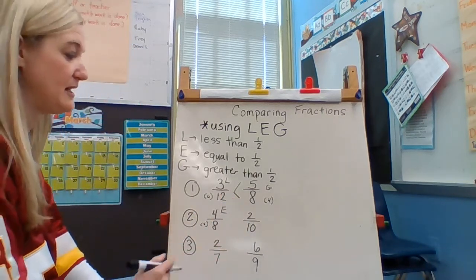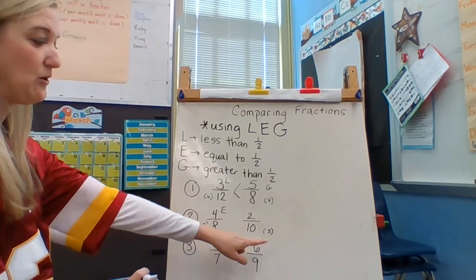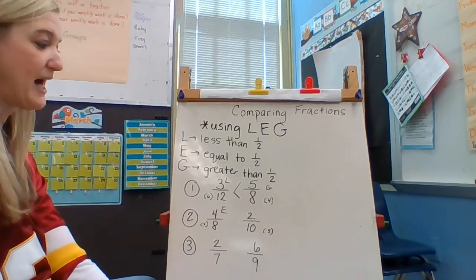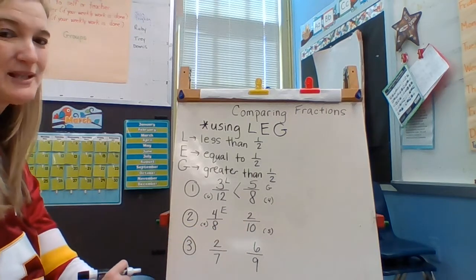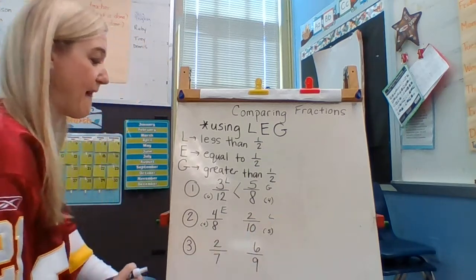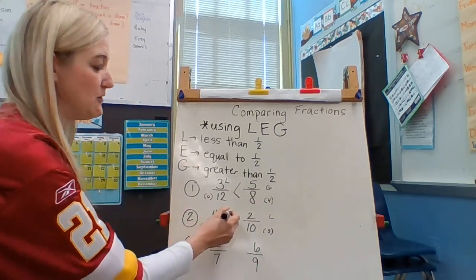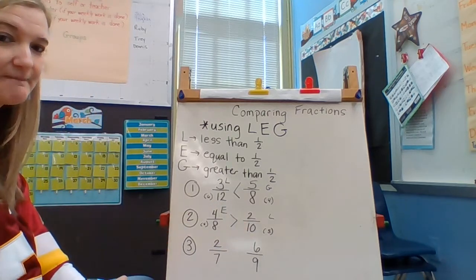Let's look at 2/10. Half of 10 is 5. So if my numerator was 5, it would be equal to 1/2. My numerator is 2, and 2 is actually less than 5, so I know that this fraction is less than 1/2. If I have a fraction that's equal to 1/2 and one that's less than 1/2, I know the one that's equal to 1/2 is the bigger fraction.